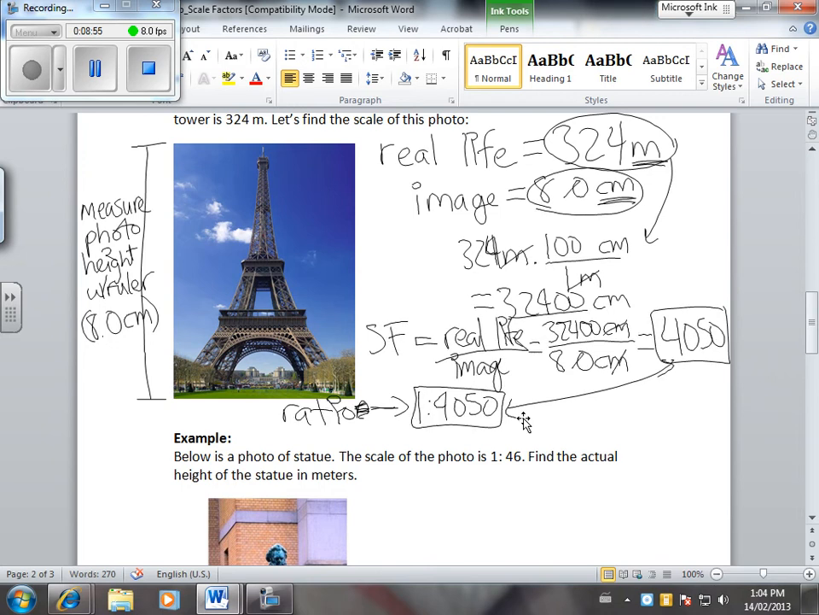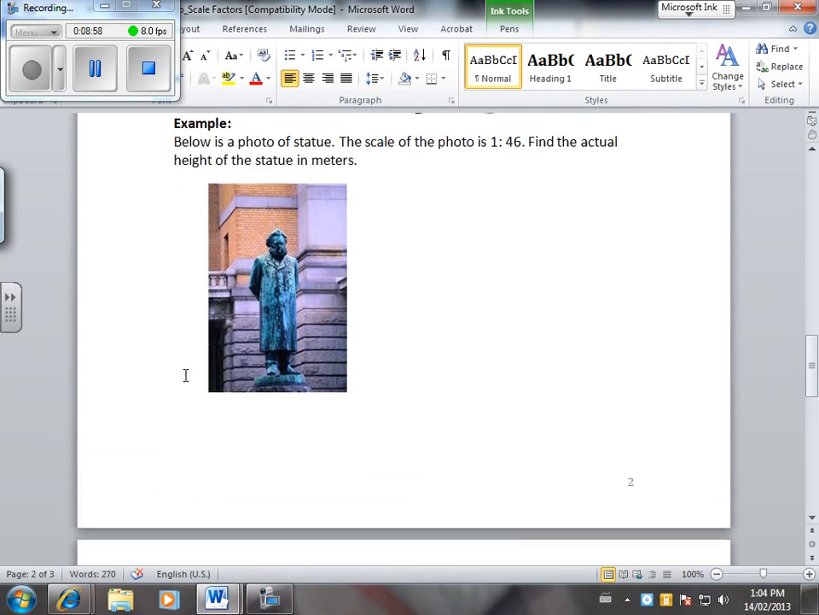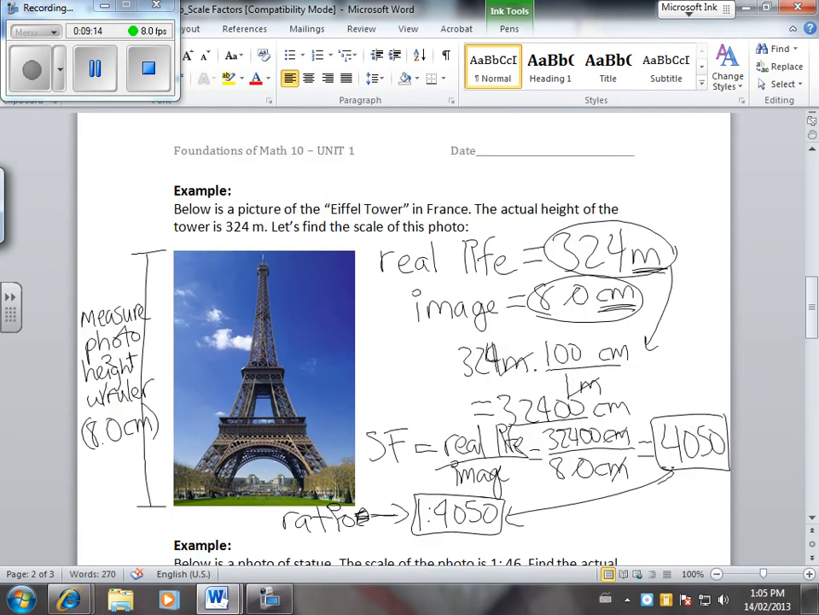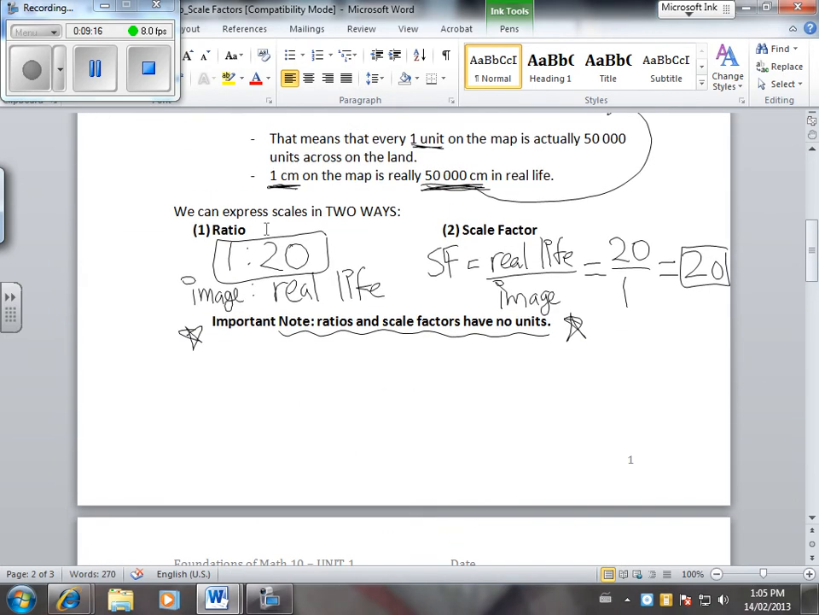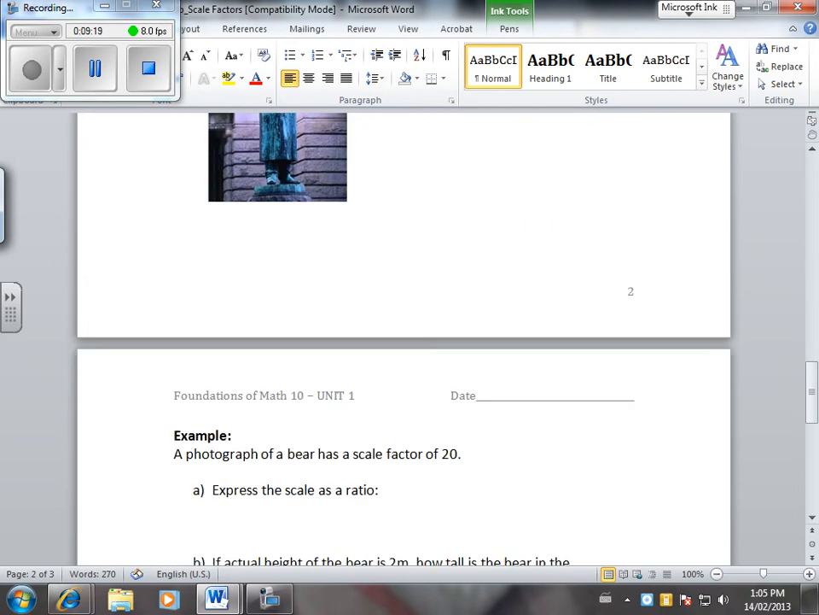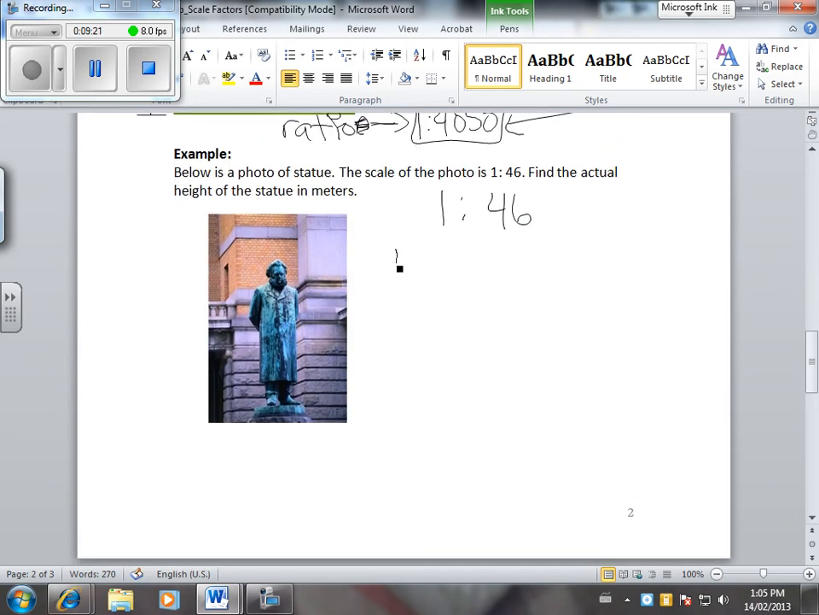So let's try another one. Below is a photo of a statue. The scale of the photo is 1 to 46. Find the actual height of the statue in meters. Okay, so the scale is 1 to 46. And remember, if we go back to our first page, the ratio is image to real life. Okay, so we have image to real life. So measure your photo again with your ruler.